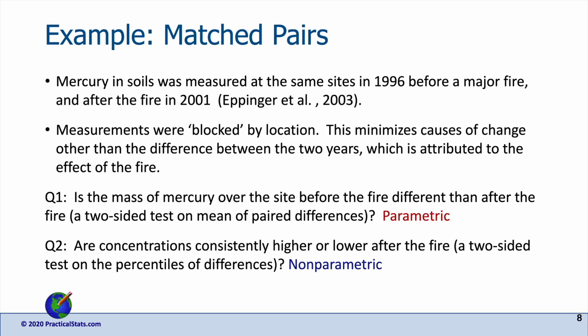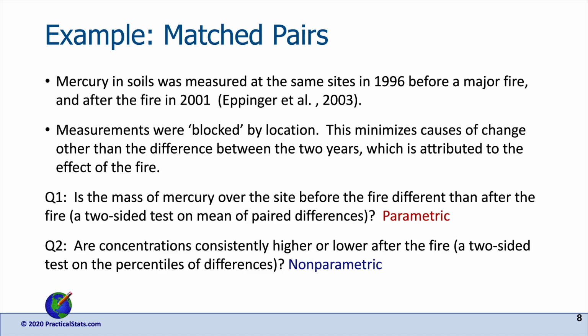So an example data set is mercury in soils that was measured at the same sites in 1996 and 2001. In between those two was a major fire. This was in a national park, and it was a USGS study of concentrations in soils. So these measurements are blocked by location. They went back to exactly the same sites in both cases.